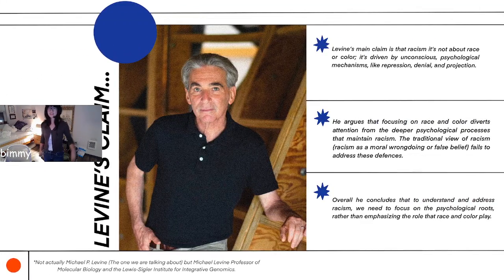Alright. Levine's claim. Levine's main claim is that racism is not about race or color. It's driven by unconscious psychological mechanisms like repression, denial, and projection. Quick overview: in his work, Racism in Mind, Philosophy and Racism, Michael P. Levine argues that racism is not just a result of false beliefs or moral failings, but is deeply rooted in psychological mechanisms.